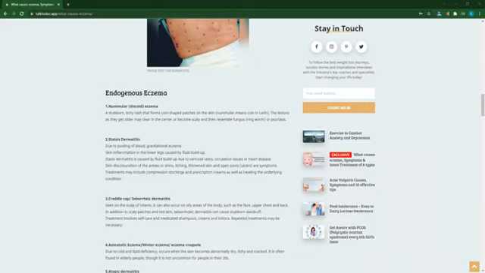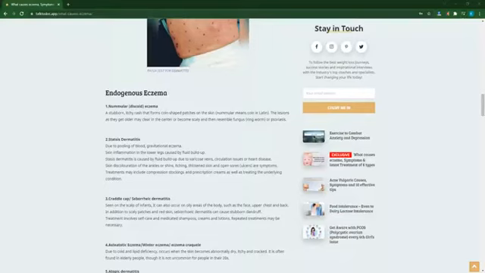3. Cradle cap, seborrheic dermatitis. Seen on the scalp of infants, it can also occur on oily areas of the body, such as the face, upper chest, and back. In addition to scaly patches and red skin, seborrheic dermatitis can cause stubborn dandruff. Self-care and medicated shampoos, creams, and lotions. Repeated treatments may be necessary.